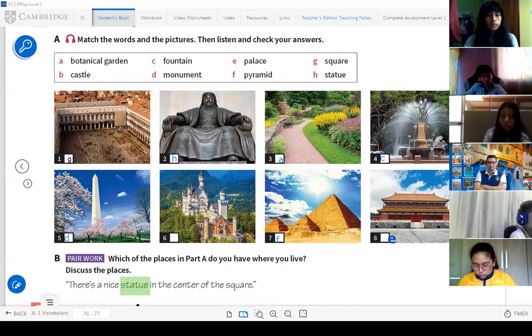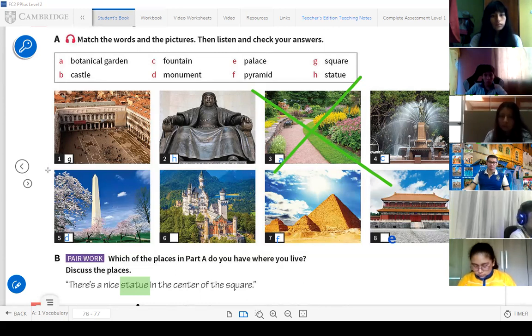Can you see? I think in Huánuco we don't have botanical garden, right? No tenemos botanical garden. There isn't a botanical garden in Huánuco. Fountain, yeah, we have fountain in Huánuco. No? Botanical garden, maybe in Tingo María, right? Yeah. Now, in Huánuco, do we have monuments?